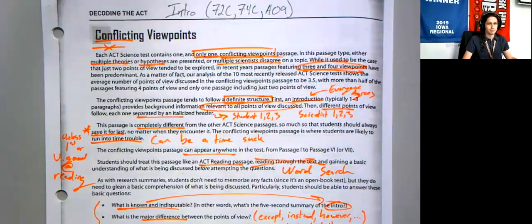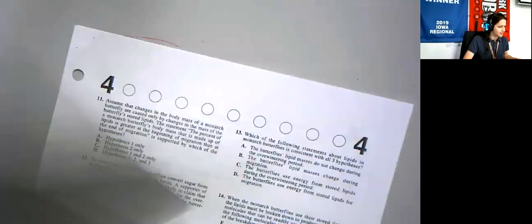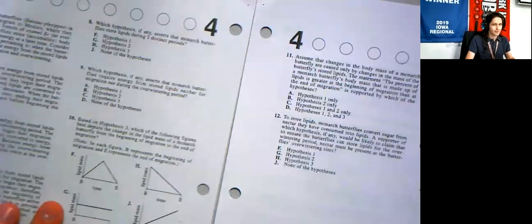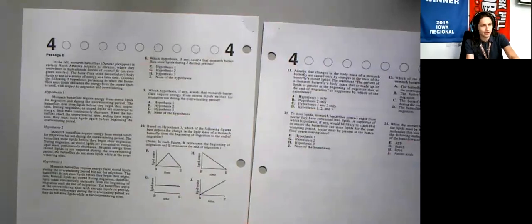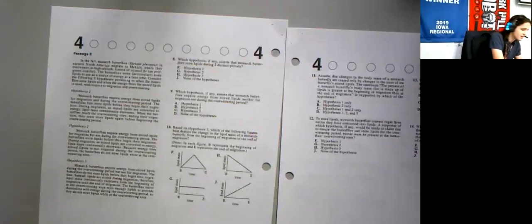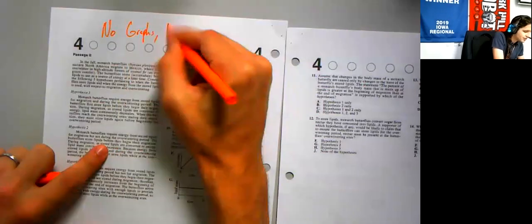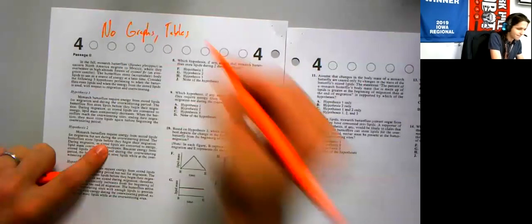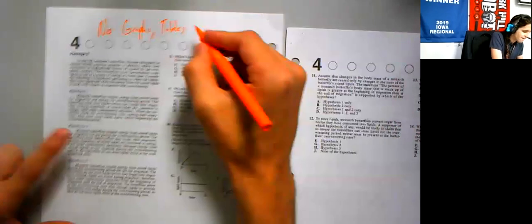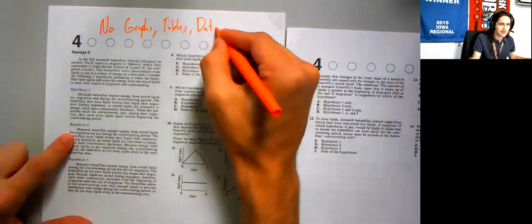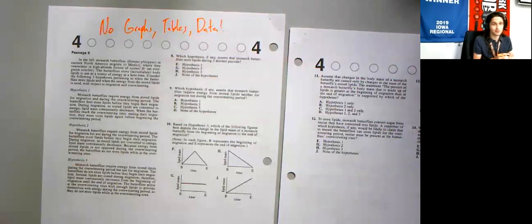So for the next few days, we're easing off a little bit in terms of the raw number of passages you're doing. So let's jump into it. We're looking at this thing, and how do you know it's a conflicting viewpoint? Well, there are no graphs, no tables, no data, got nothing. So that's how I know this is a conflicting viewpoint.